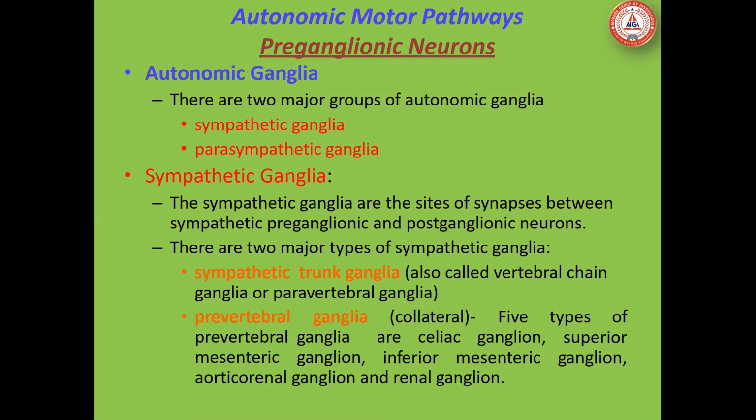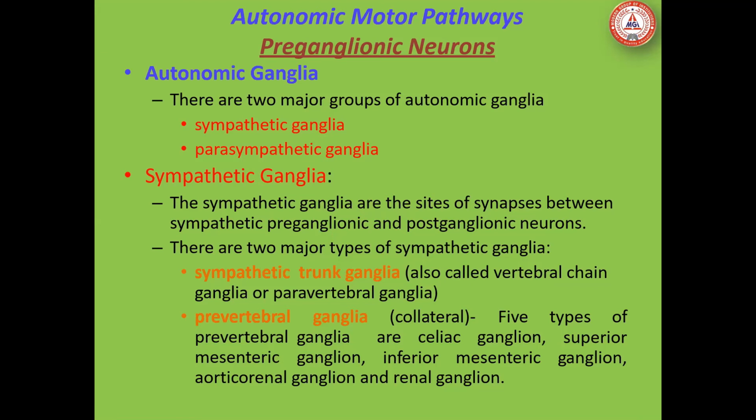Now, preganglionic neurons and autonomic ganglia. There are two major groups of autonomic ganglia: sympathetic ganglia and parasympathetic ganglia. The sympathetic ganglia are the site of synapse between sympathetic preganglionic and postganglionic neurons. The two major types of sympathetic ganglia are the sympathetic trunk ganglia, also called vertebral chain ganglia or paravertebral ganglia, and the prevertebral ganglia, which are collateral.